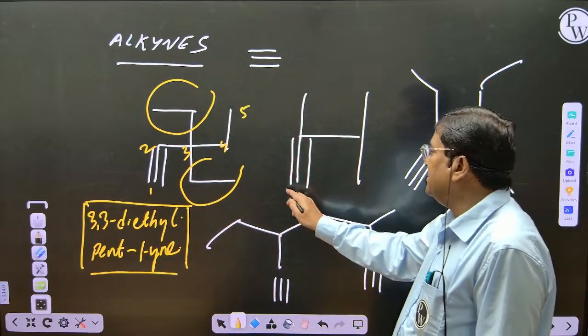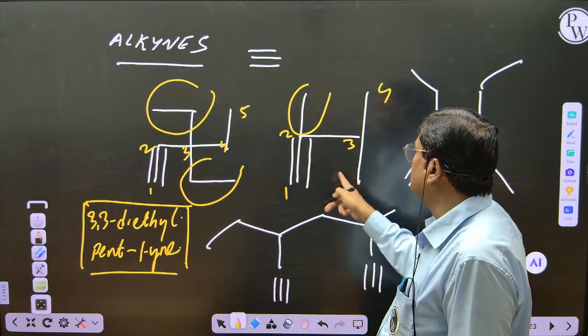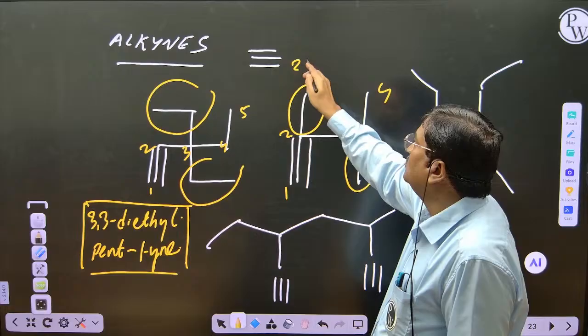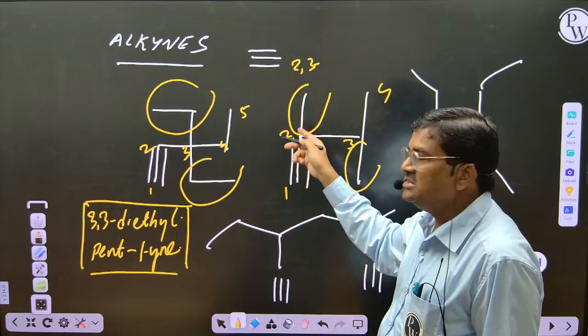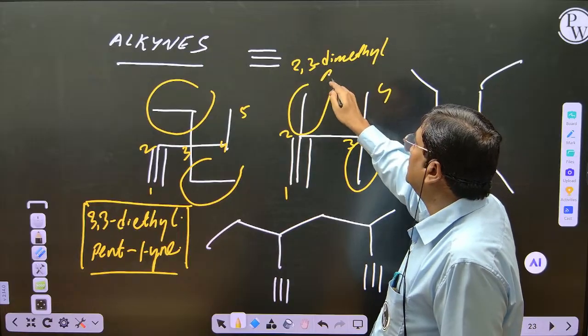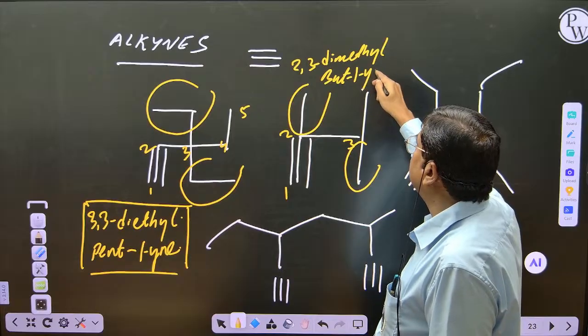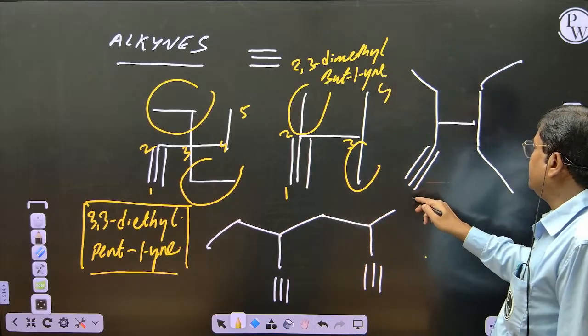Now give numbering from here: 1, 2, 3, 4. What is the name? See, these are substituents, no, students? At 2 comma 3. So what have you given? 2,3-dimethyl, no? Two similar groups, so dimethyl. What is the word root, students? But. Where is the triple bond position? 1. So but-1-yne.